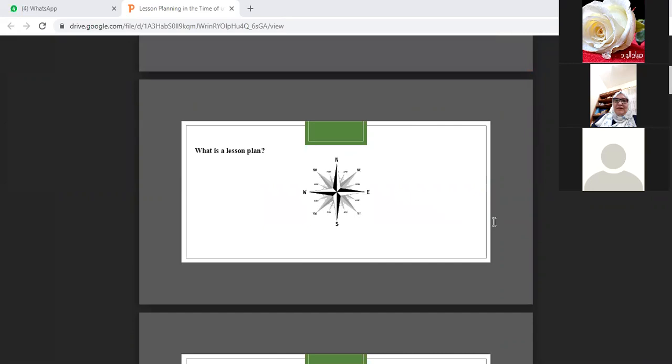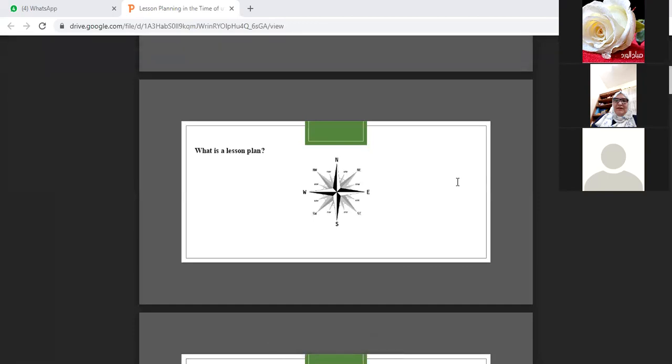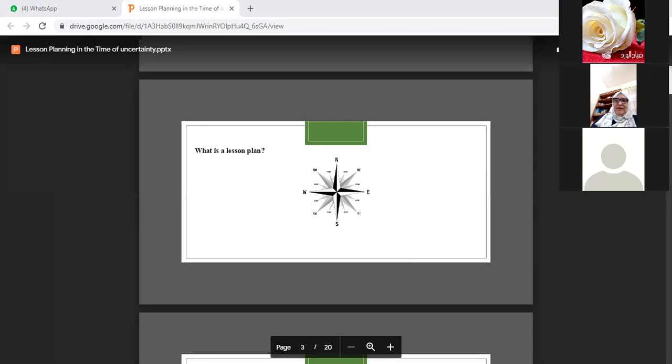So the agenda today is about lesson planning and the definition of lesson planning. It's about the challenges that face us as teachers, the differences between lesson planning online and in-person classes, how we can prepare the plans, and how to create a positive learning environment in the pandemic using lesson plans mainly over the internet. Now this is the third slide.